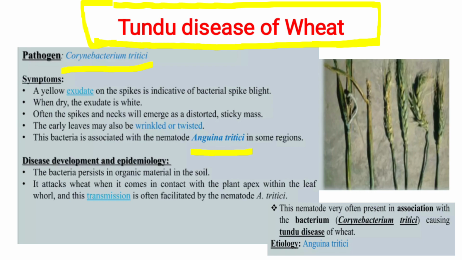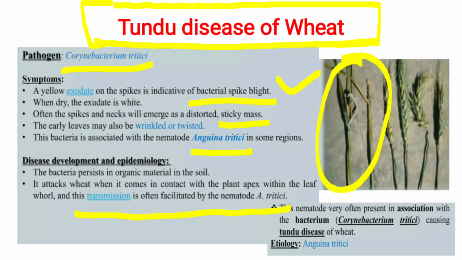So the symptoms include a yellow exudate that appears because of the presence of bacterial polysaccharides on the spikes, which is again indicative of bacterial blight. When dry, this exudate turns white and gives a very sticky appearance, as there is a sticky mass, as a result of which the ear leaves may be wrinkled, twisted, and dry. This disease is aggravated in the presence of the nematode Anguina tritici, because the transmission of the bacterium is facilitated by Anguina tritici, right?